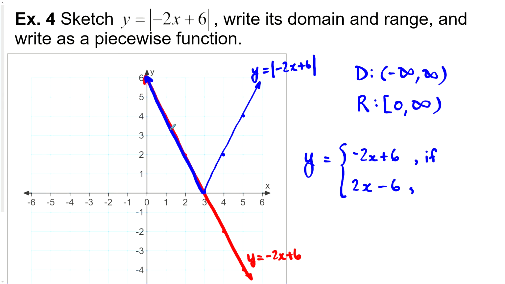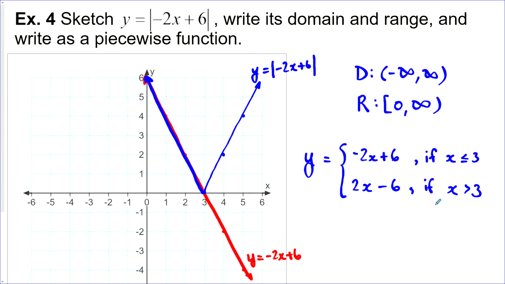It was already positive in this interval. We didn't change it. The absolute value sign was useless. That's when x is less than or equal to 3. And the other one is the part that we did change, and we have to multiply by negative 1 to flip it up here. That would be when x is greater than 3.